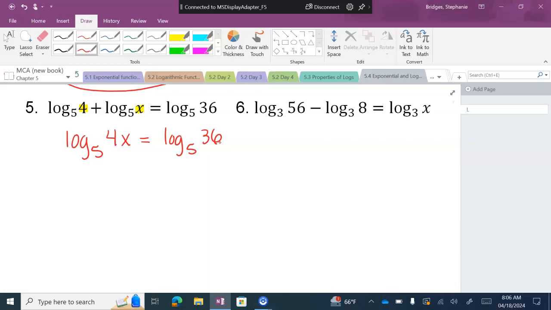Do you notice how everything is exactly the same on both sides with the exception of the argument? Okay. So remember when we had our variable in the exponent, we wrote the same bases, then we just dropped the bases? Similar things here. We're going to drop the entire log and we're just going to set our arguments equal. Okay, so I'm dropping the log and the base, and because the log base 5 of 4x equals the log base 5 of 36, I can just drop the logs and set the arguments equal. And that is our next step.